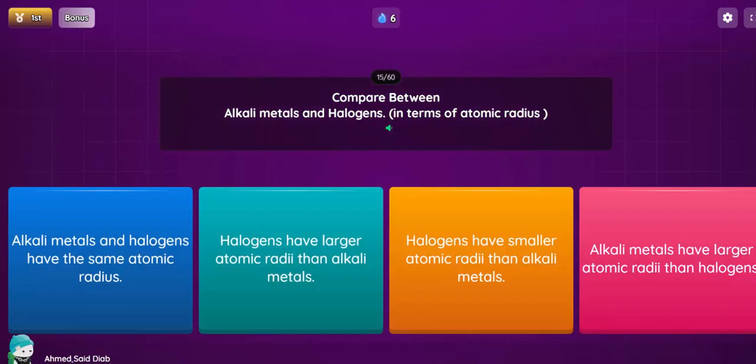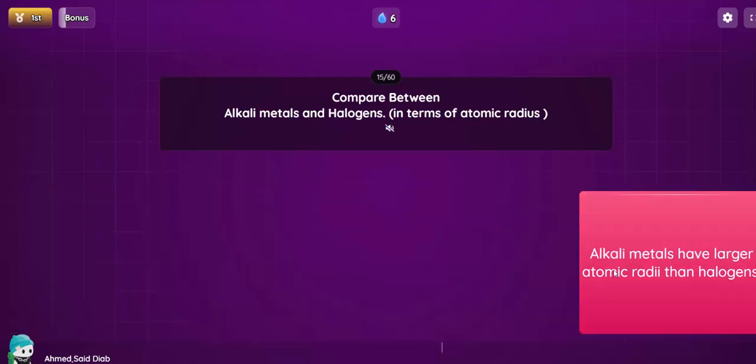Question: compare between alkali metals and halogens in terms of atomic radius. Option 1, alkali metals and halogens have the same atomic radius. Option 2, halogens have larger atomic radii than alkali metals. Option 3, halogens have smaller atomic radii than alkali metals. Option 4, alkali metals have larger atomic radii than halogens.